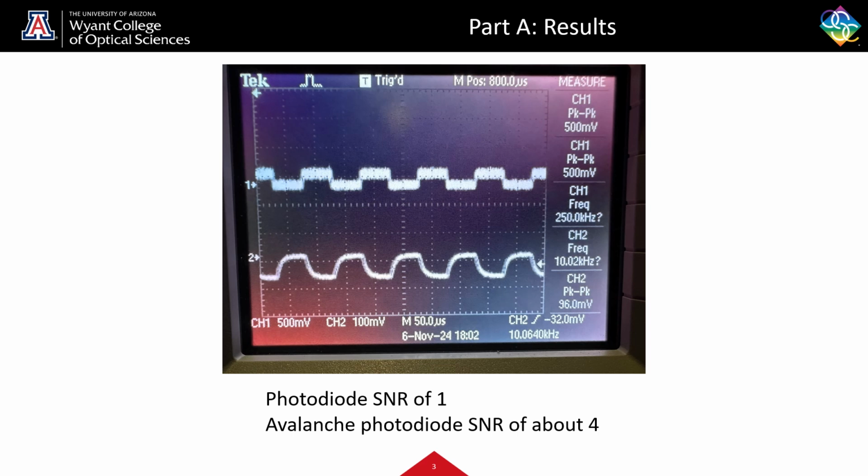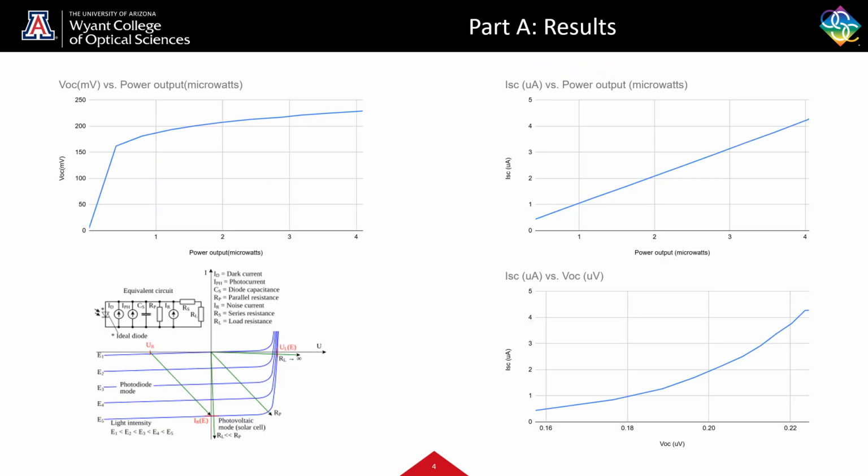These are results for the avalanche photodiode, and we can see a photodiode SNR of about 1, and for the avalanche photodiode, we see an SNR of about 4. And these are the results for our PIN photodiode.